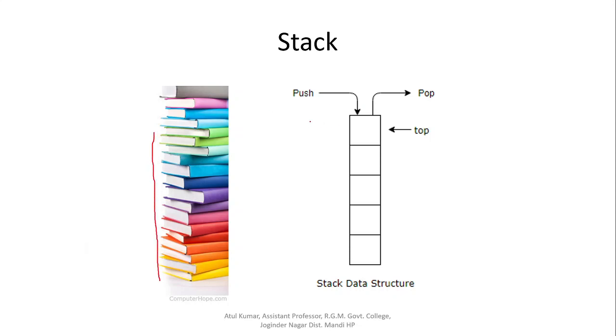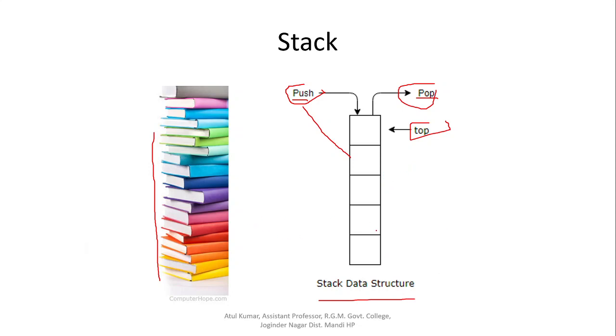Similarly, in computers we have a stack type of data structure, and there are two operations that are to be performed on the stack. One operation is push and the second operation is pop. There is also a stack pointer, top, that points to the last element inserted in the stack. The push operation means to insert an element in the stack. The pop operation means to remove or delete an element from the stack.